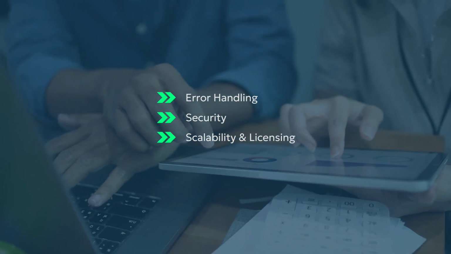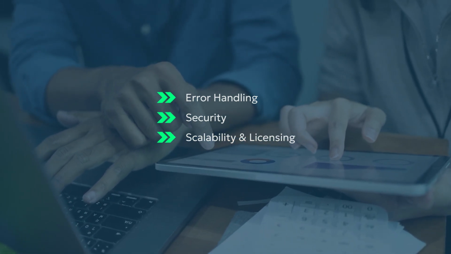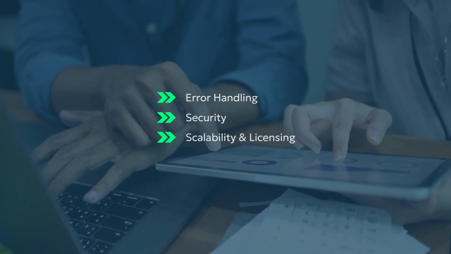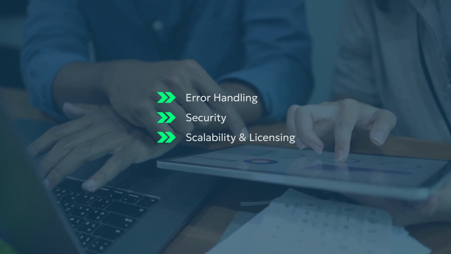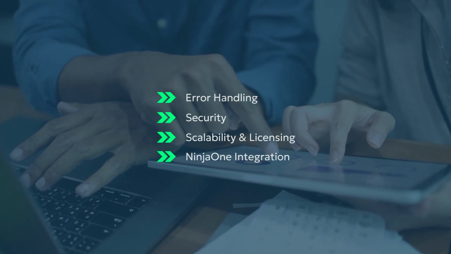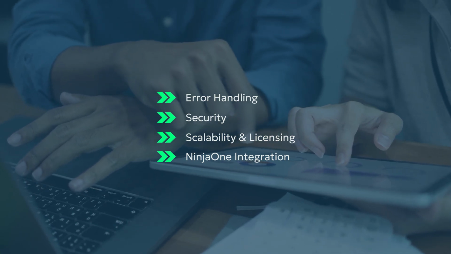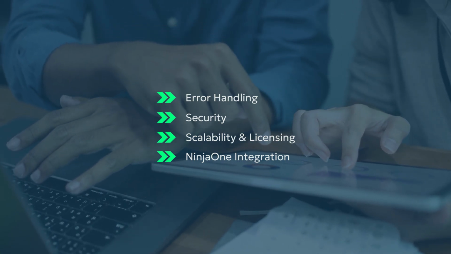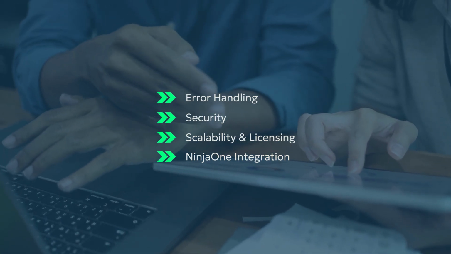Scalability and licensing: monitor API usage limits, licensing tiers, and flow execution volume to prevent throttling or failed automations. NinjaOne integration: sync script results and alert triggers with NinjaOne for a single automated source of truth.